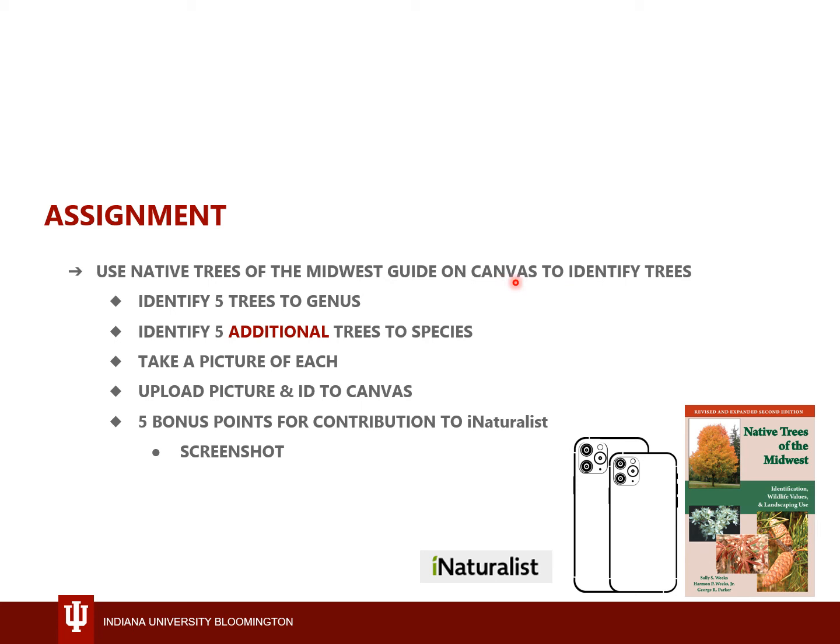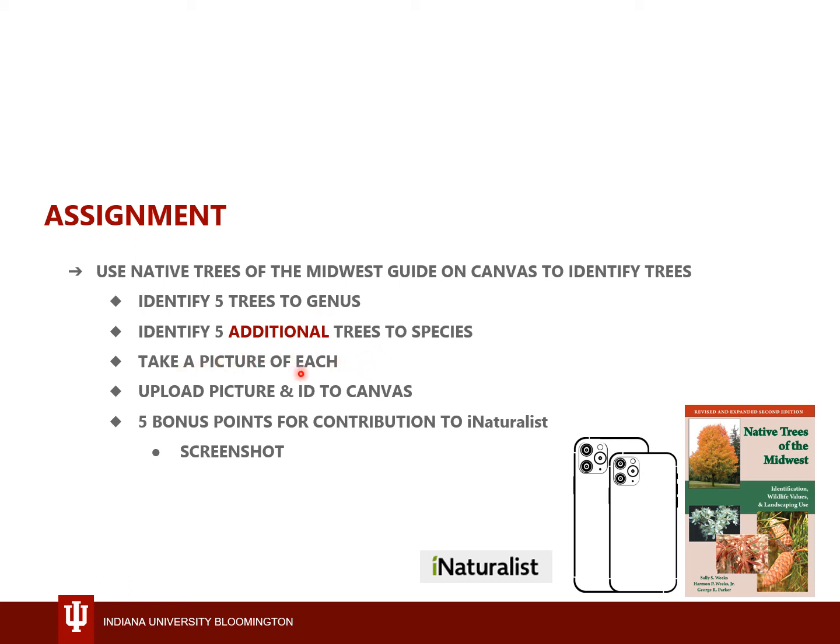for identifying species. And just bear with me because I have some more information I'm going to give you after this. But what this assignment is, you're going to identify 5 trees to the genus level. So whether it's a maple or an ash or an oak or a sycamore or something, 5 to that level, and then 5 additional to the species level. Obviously, getting it to the genus is much easier than getting it to the species level. So you're sort of going to get practice with both here.